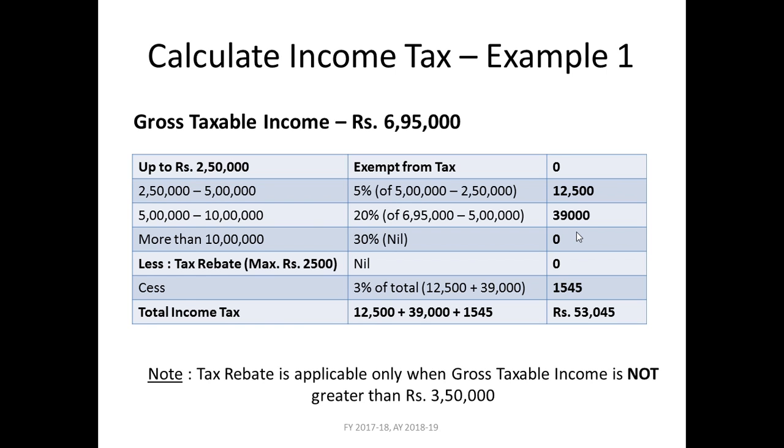Okay, a few points to consider: for the slab 2,50,000 to 5 lakh, we have a 5% tax rate applicable, which is reduced from 10% to 5%. One more important point to note is that tax rebate has been reduced from 5,000 to 2,500, and it will only be applicable if your taxable income is less than 3,50,000 instead of 5 lakhs. And another point to note is the surcharge of 10% and 15% will be applicable for those whose income is more than 50 lakhs and 1 crore respectively.